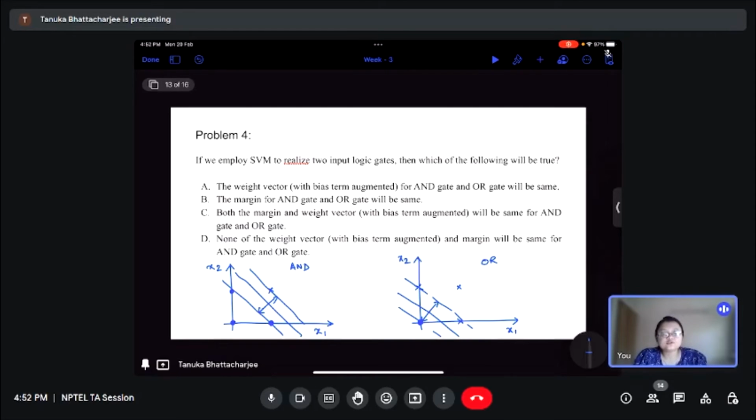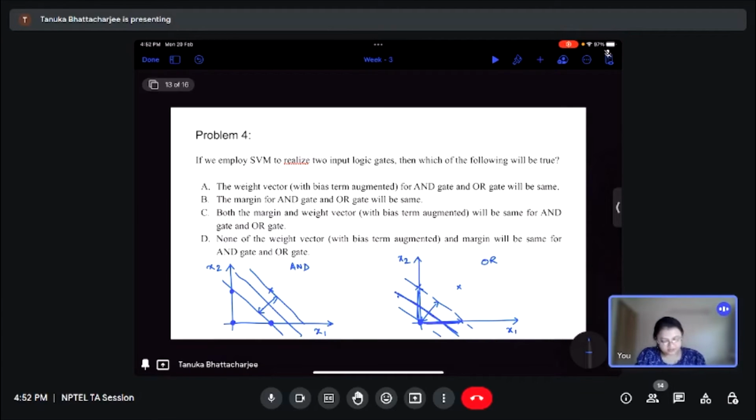But if you see the margin, in both cases the margin will be the same, because these distances are the same, and this line is in both cases midway between the boundaries of the two classes. So in both cases this arrangement is similar, though it is shifted in absolute position. So you have the margin equal in both cases. You can simply compute the margin also and see it.